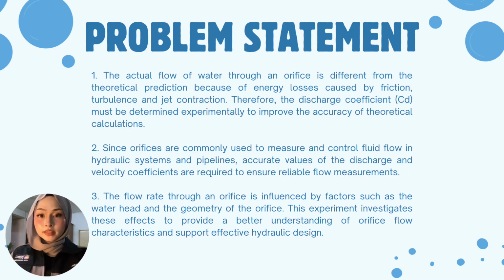Problem statement: the actual flow of water through an orifice is different from the theoretical prediction because of energy losses caused by friction, turbulence, and jet contraction. Therefore, the discharge coefficient must be determined experimentally to improve the accuracy of theoretical calculation. Since orifices are commonly used to measure and control fluid flow in hydraulic systems and pipelines, accurate values of the discharge and velocity coefficients are required to ensure reliable flow measurement. The flow rate through an orifice is influenced by factors such as the water head and the geometry of the orifice. This experiment investigates this effect to provide a better understanding of orifice flow characteristics and support effective hydraulic design.